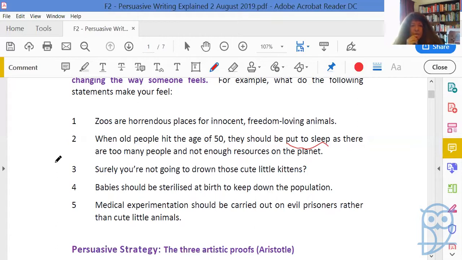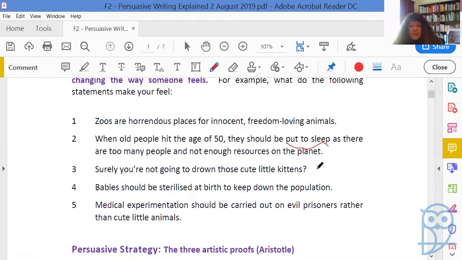What kind of person would be saying that? What does that make you feel if you saw somebody put a bunch of kittens in a big bag and was going to take it down to the river? Would you think this was a nice person? That's it. Who would be horrible enough to do this? Surely you're not going to drown those cute little kittens. Yes, it would be horrible.